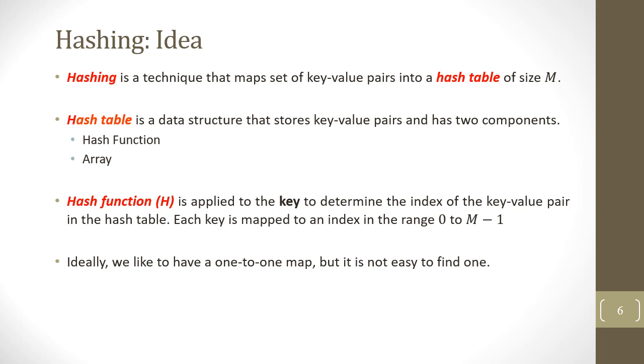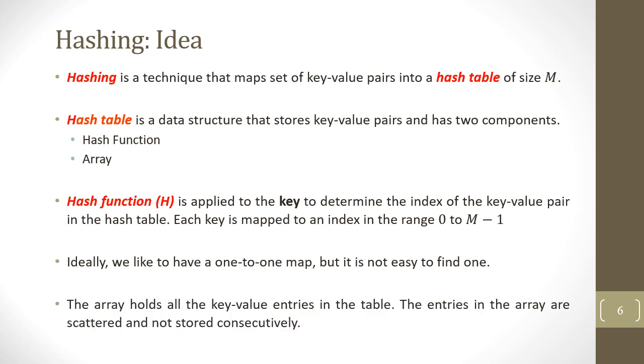Ideally, we would like to have a one-to-one map, but it is not easy to find one. The array holds all the key value entries in the table. The entries in the array are scattered and are not stored consecutively.